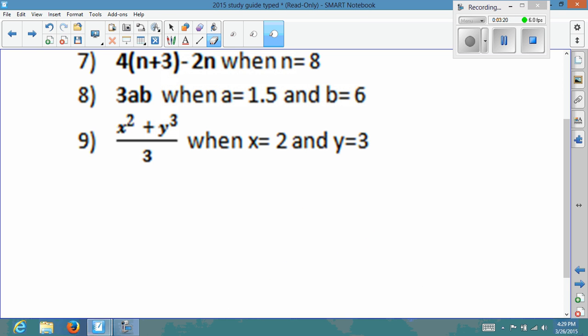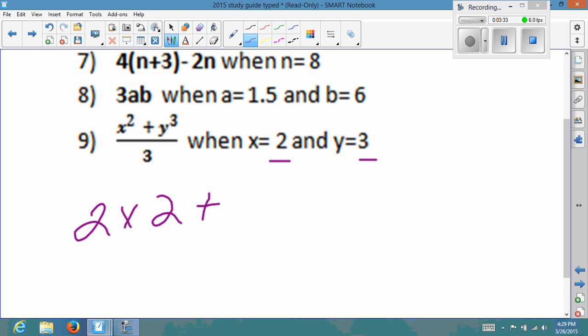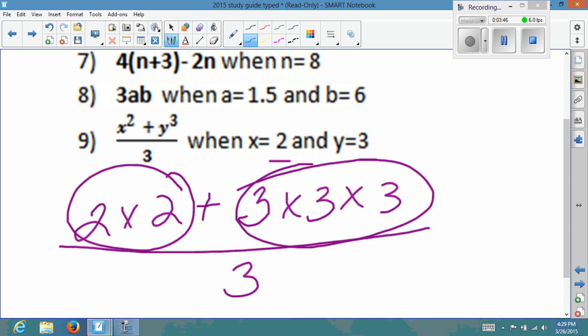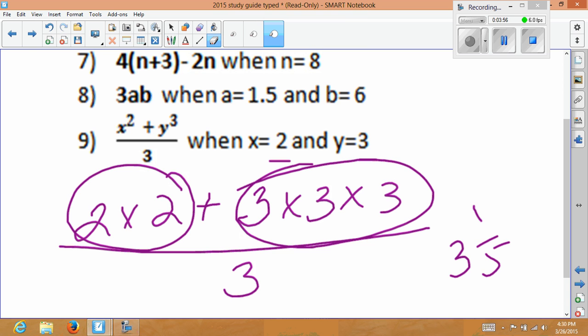And then the next one, remember when you have an exponent, that means that you use the number that you're given, the 2 and the 3. They're your bases, so those are your factors. So 2 to the second power means 2 times 2, plus 3 to the third power means 3 times 3 times 3. And then you would divide that whole answer by 3. So first you figure out what this is, and then to that you add this. And once you get that answer, you're going to divide by 3. And please write this answer as a mixed number. So your answer is going to look something like this. Okay, so write it like that. Don't do it as a decimal.